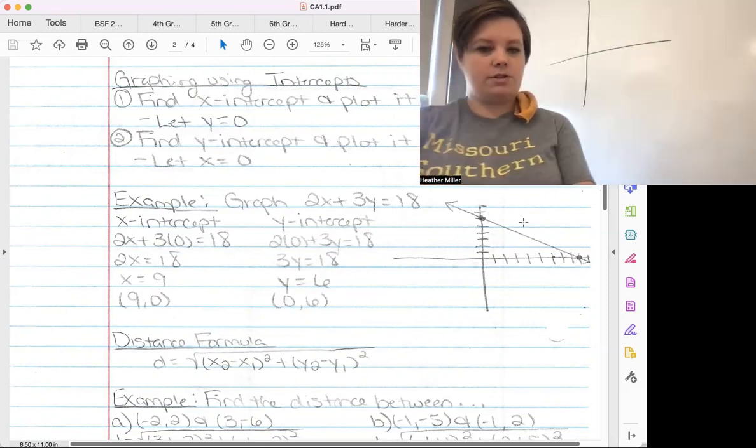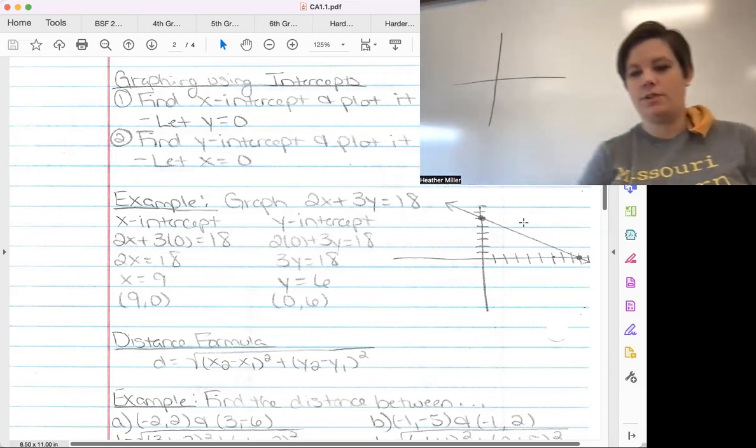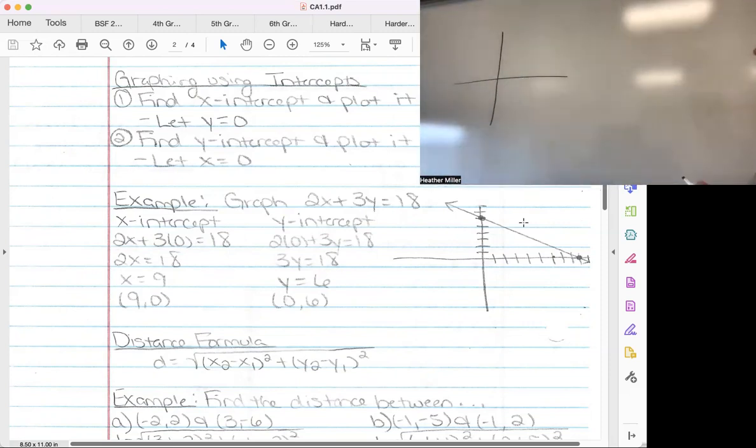So let me shift just a little. Trying to figure out which way is best so I'm out of the way. But I guess you just get to look at the back of my head a lot.